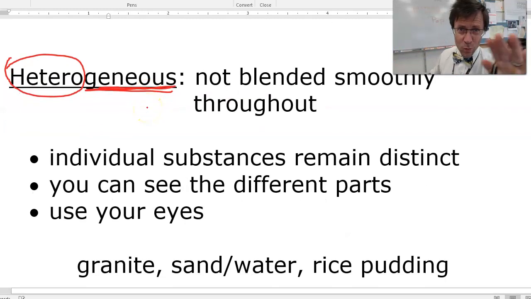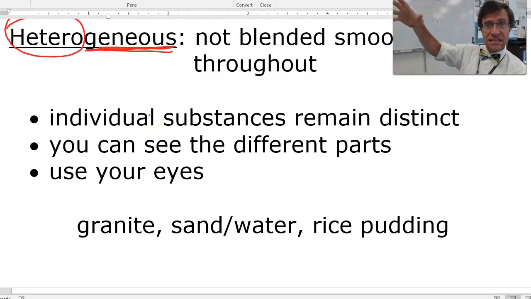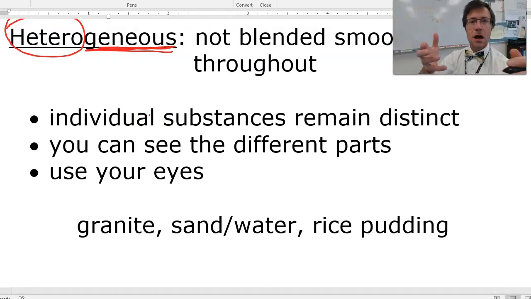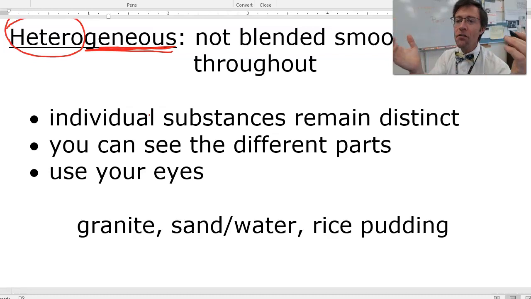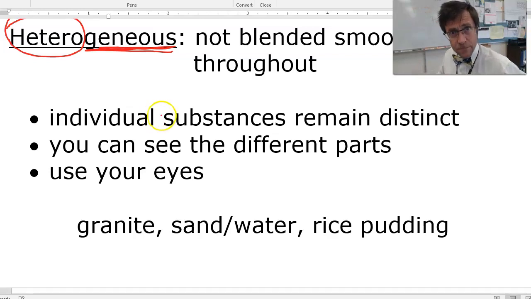So we are sticking with things very easy, right? Like granite. You look at a piece of granite, you can see the bits and pieces of the flakes. That's a heterogeneous mixture. How about sand and water? Let's call that a heterogeneous mixture because you can see the sand and you can see the water. Rice pudding. I love it. You might not like it because you never had good rice pudding, but you can see little chunks of rice and you can see little chunks of pudding. Or the bicycle wheels and apples. That's a heterogeneous mixture because you look at it and you can see the different pieces and parts. You guys get what I'm saying?